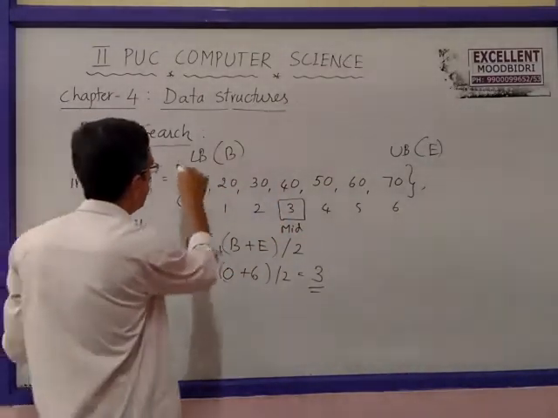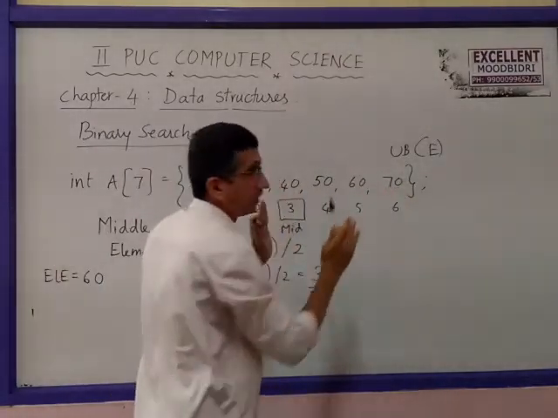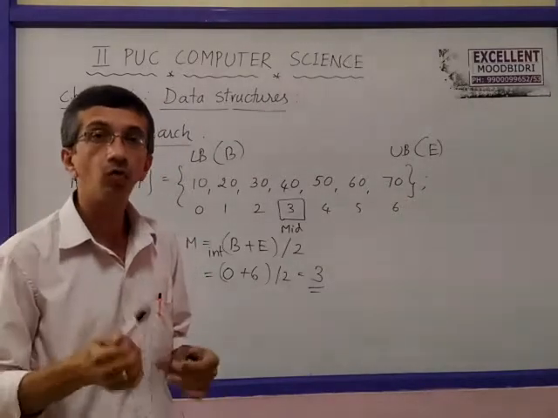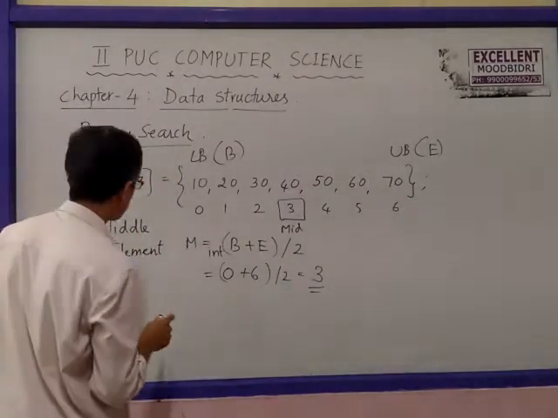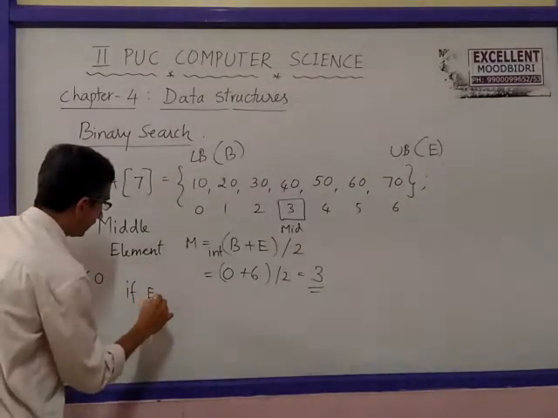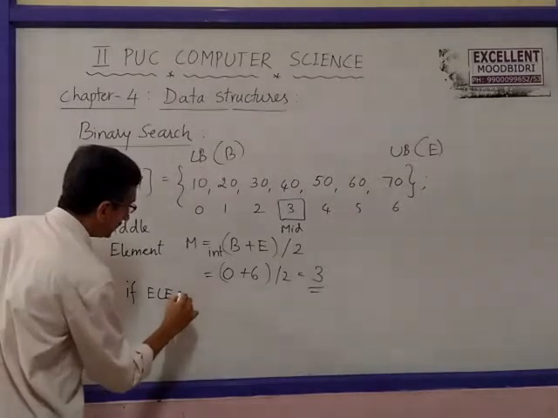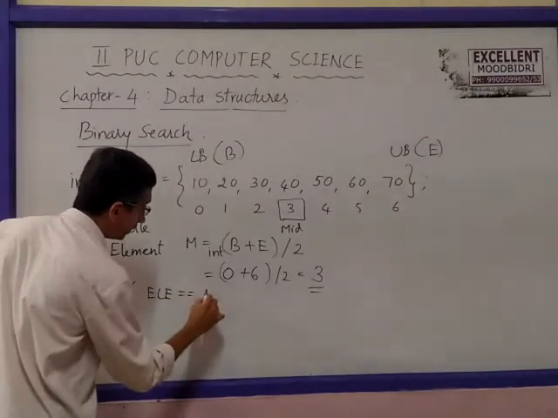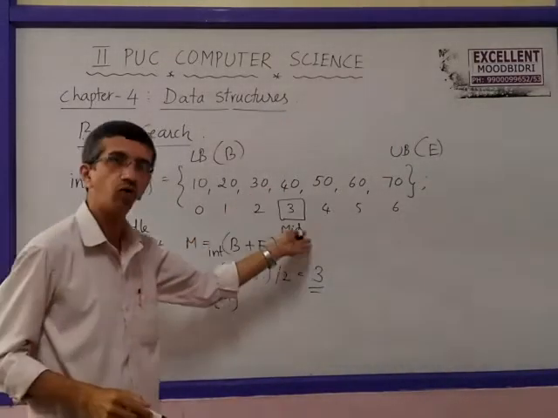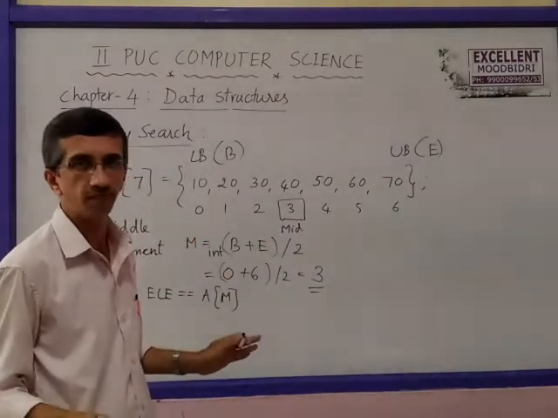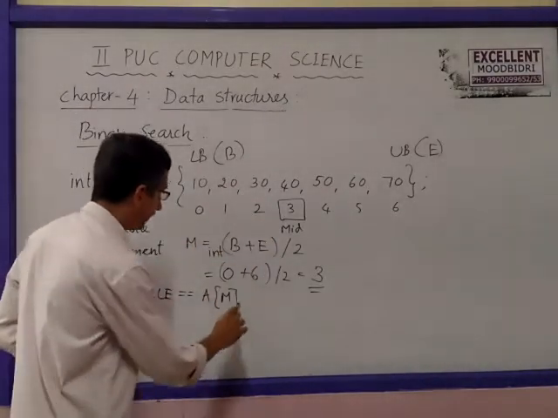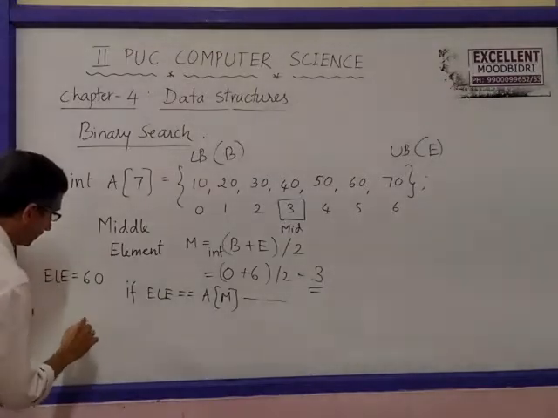So this section we have to leave and the other section we have to take for the next comparisons. How can we do that? If the search element is equal to the mid element, the search is found, then we stop the algorithm. We note down the mid, that itself is the location of the element. So if it is okay, if not, right?